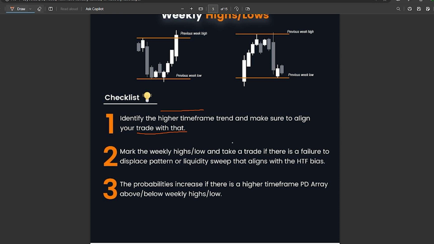Now our second point is that we must mark the weekly highs and lows and take a trade if there is a failure to displace pattern or a liquidity sweep pattern that aligns with the higher time frame bias. Let's clear this point at the chart.